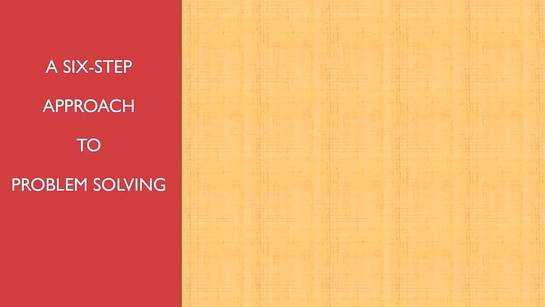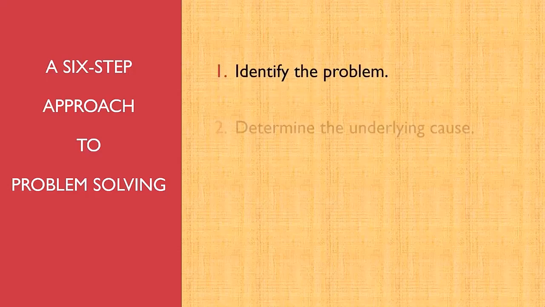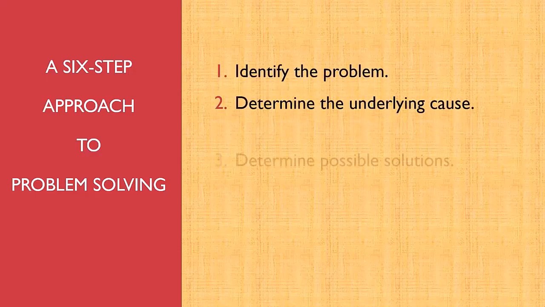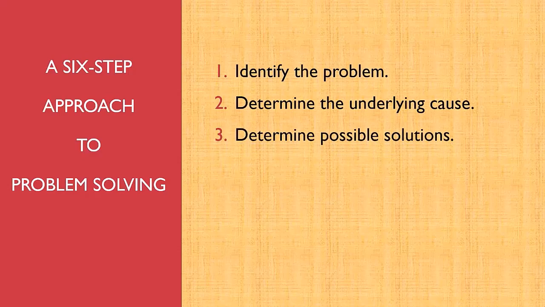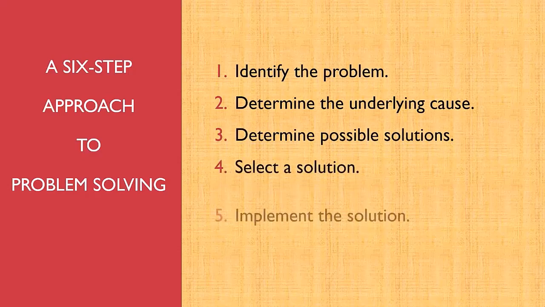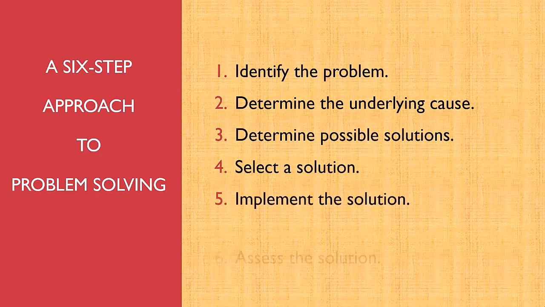Perhaps you're already a skilled problem solver, and that's great. But if not, here's a simple 6-step process to follow as you're building your problem-solving skills. Identify the problem, determine the underlying cause, determine possible solutions, select a solution, implement or try that solution, and assess the solution, assess the outcome. Let's look at an example.